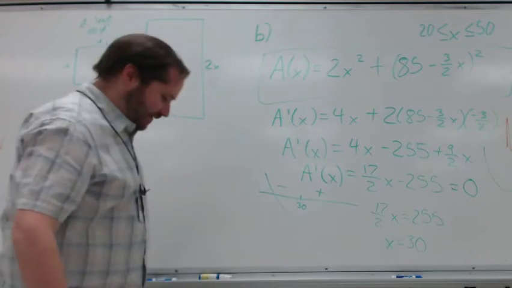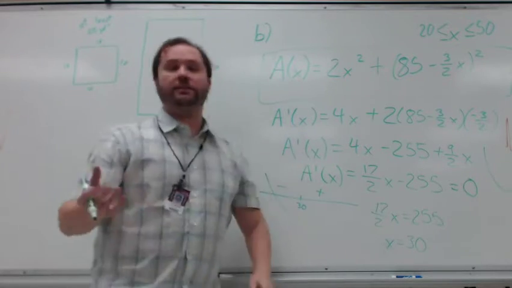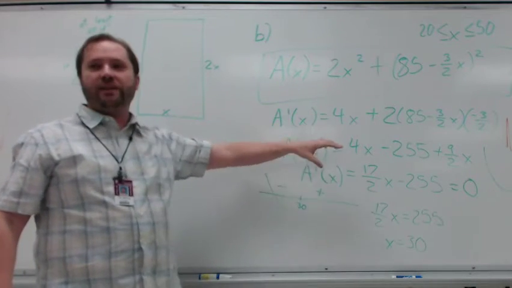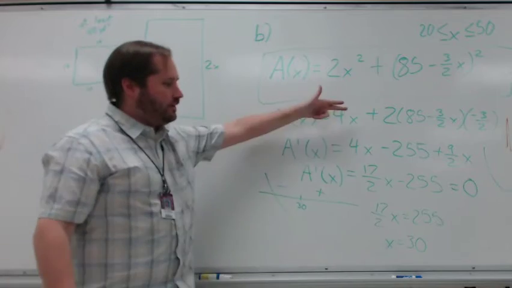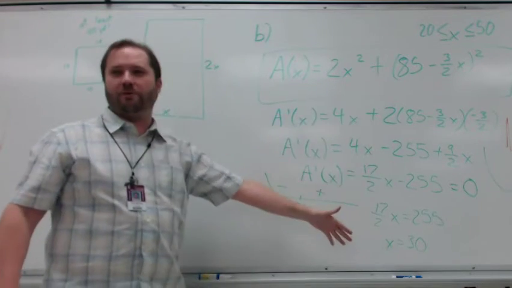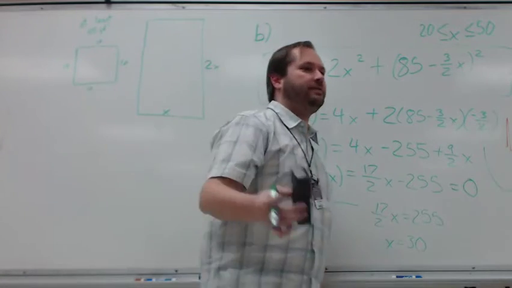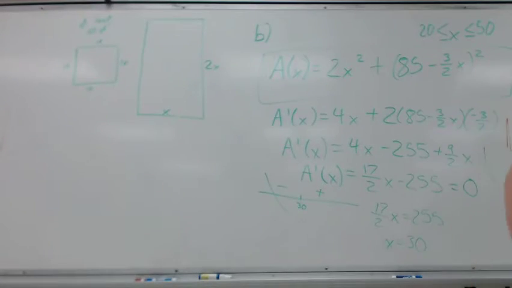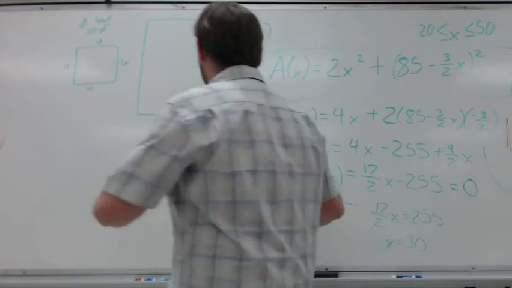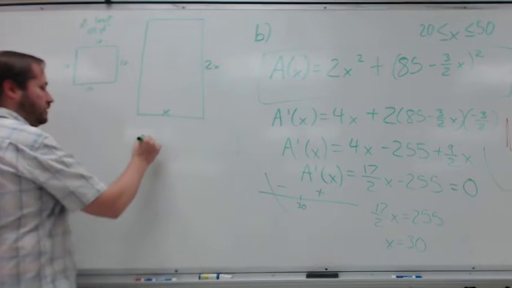So, isn't calculus aggravating sometimes? But this problem wasn't aggravating because of calculus. This problem was aggravating because of all this algebra part. So do we plug in 20 and 50 now? Yes, because 20 and 50 are critical numbers because they're endpoints. Okay. All right.